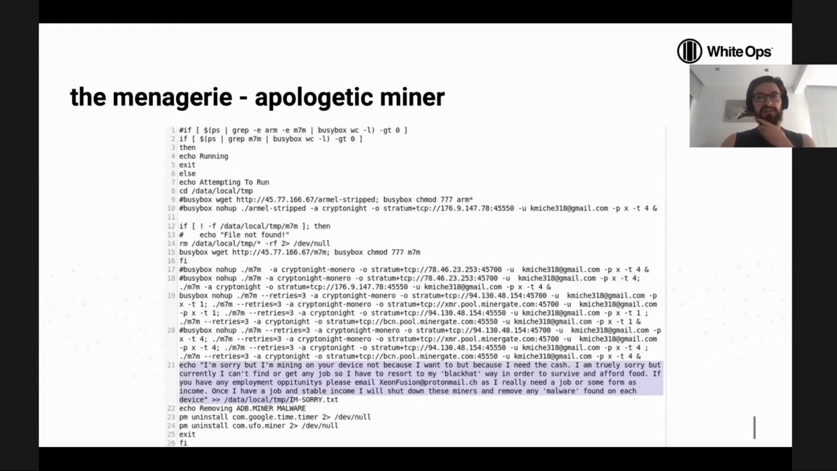And I actually felt sorry a bit for this guy. He's actually asking for a job over his botnet. For those who don't watch, he's saying, I'm sorry, but I'm mining on your device, not because I want to, but because I need the cash. And then he attaches his Proton Mail email and says that he's gonna send you a CV if you contact him over there. Yeah, what can I say, buddy?